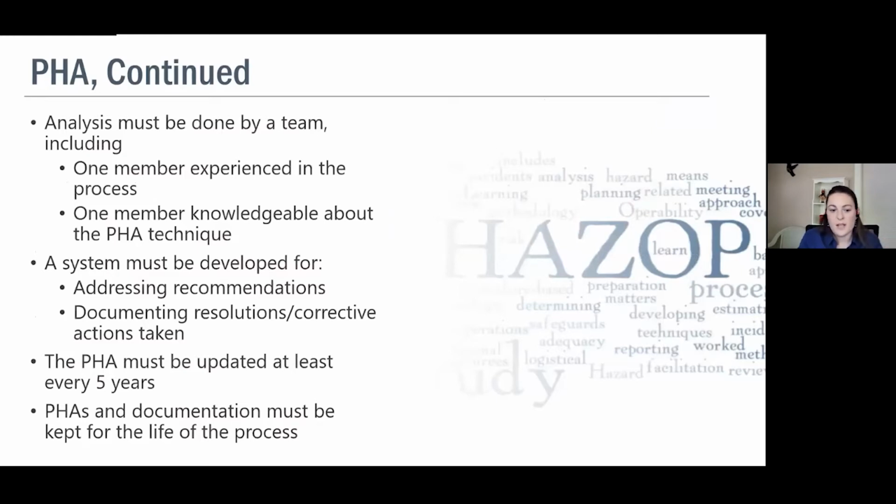More about the PHA, like I said, it must be done by a team, and the team must include at least one member experienced in the process and at least one member knowledgeable about the PHA technique. So before I was saying HAZOP or What-If, those are different techniques. So there's generally a leader, and then there's a team comprised of different process stakeholders. Within the PHA, a system must be developed for addressing recommendations and documenting resolutions and corrective actions. The PHA must be updated at least every 5 years, and the PHA and documentation must be kept for the life of the process.